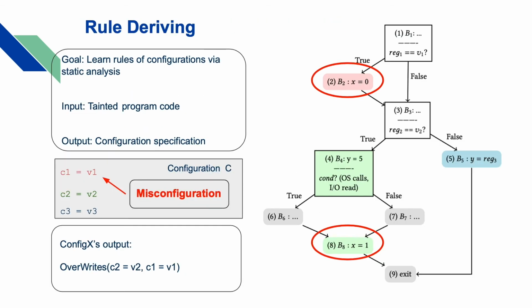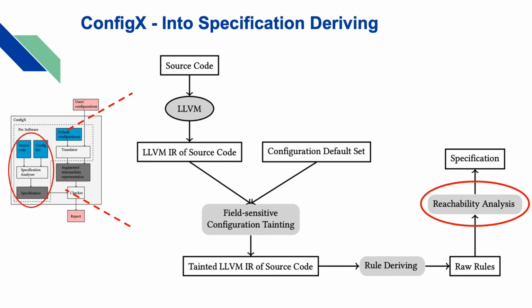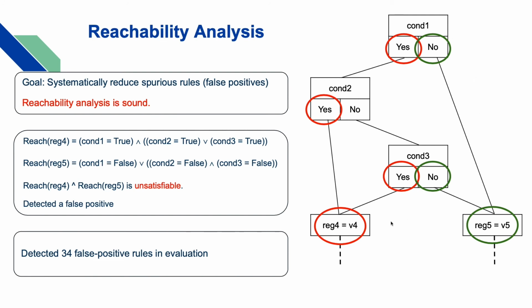Note that this is just a very simple basic example. If you want to know how our rule deriving works, please refer to our paper. Because our rule deriving works on the over-approximation of LLVM, it is possible that we derive a false positive in this rule deriving stage. Herein, we introduce reachability analysis to systematically prune out these false positives. For example, take this picture as an example. We will compute the reachability conditions for register 4 and register 5 respectively, and then plug these conditions into the SMT solver Z3.